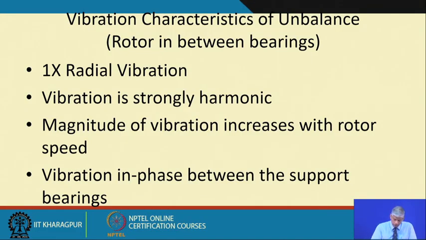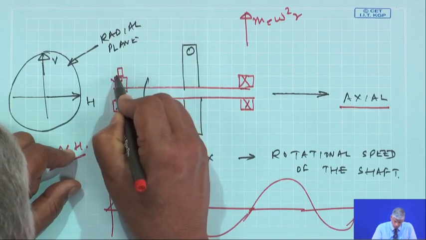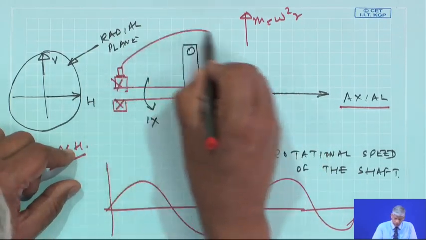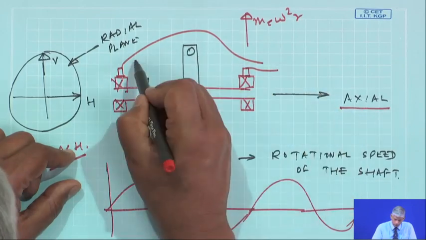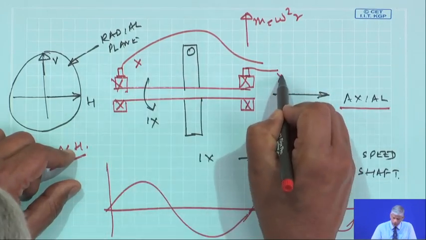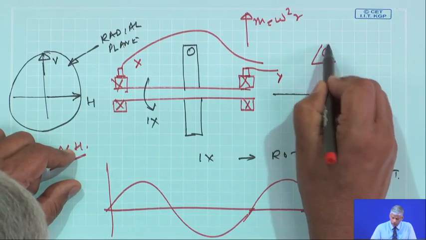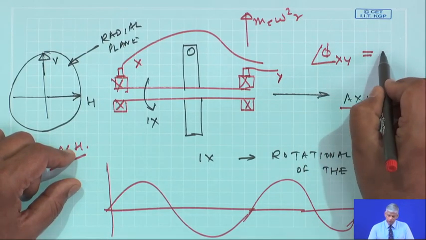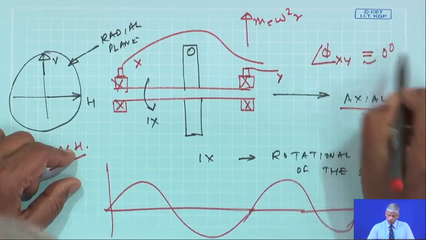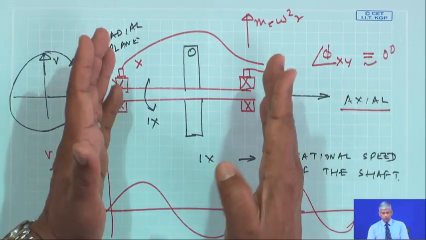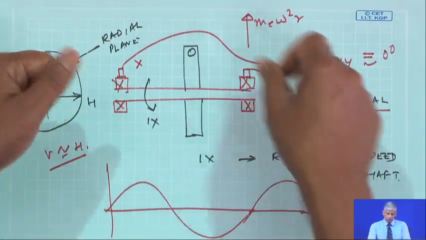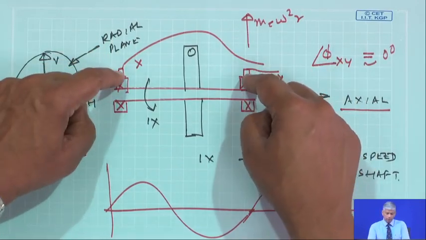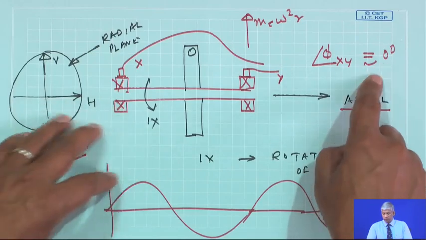For example, if I measure the vibration here with a transducer and vibration here with another transducer, because of unbalance, so this is signal x, signal y, if I measure the phase between x and y, I should get them to be 0 degree or close to 0 degree, because they are in phase, means when it is a maximum here, it is also a maximum here. And when it is a minimum here, it is a minimum here. So, vibration is in phase.